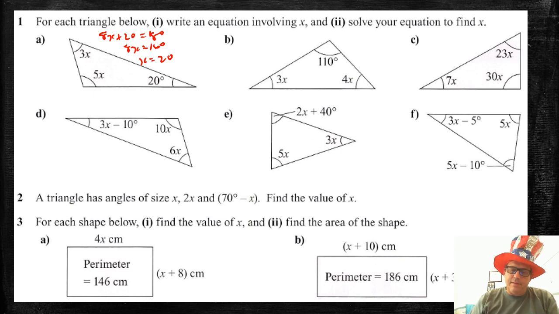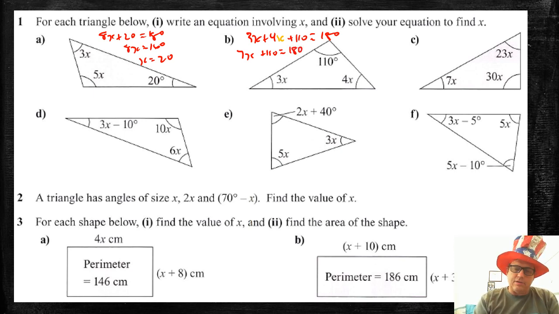For the next one, I have 3x plus 4x plus 110 equals 180. So 7x plus 110 equals 180. That's my equation. And so 7x equals 70 and x equals 10. That's the answer for x.